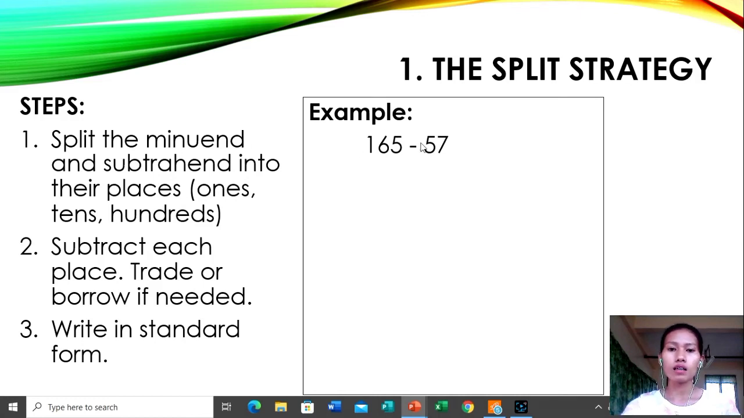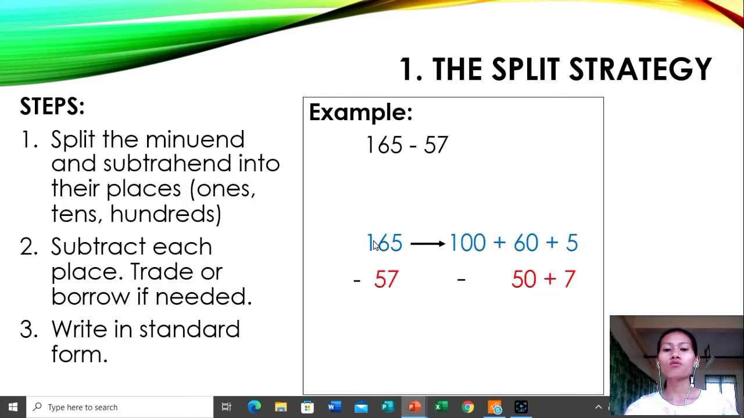So, when we split the 165 and then 57, it becomes like this. When we split the 165, this is now the split form of it. So, we have the 100, the tens, and then the ones place value of 165. And then the 57, its split form is this. So, we have the tens and then the ones place value.